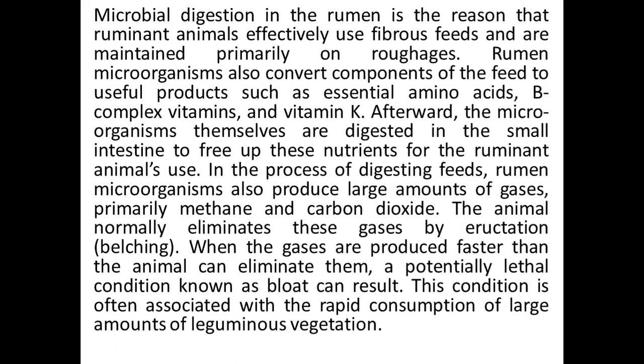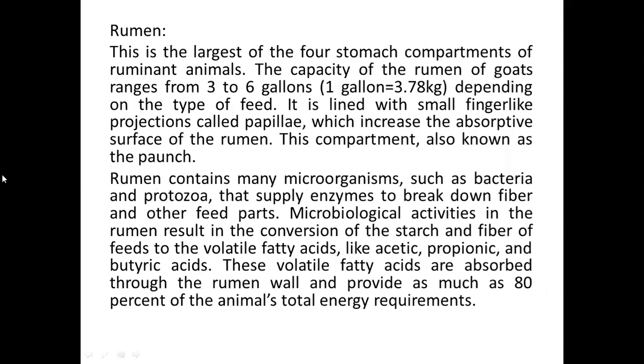So now we are going to talk in detail about the microbial digestion. Microbial digestion in the rumen is the reason that ruminant animals effectively use fibrous feed and are maintained primarily on roughage. Now, there is a common question in the viva and in the written exam also, that why the ruminants can consume and metabolize the fibrous feed stuff, whereas the non-ruminant can't. How do ruminant animals digest this fibrous material or roughage, which non-ruminants cannot? The answer will start from the second para.